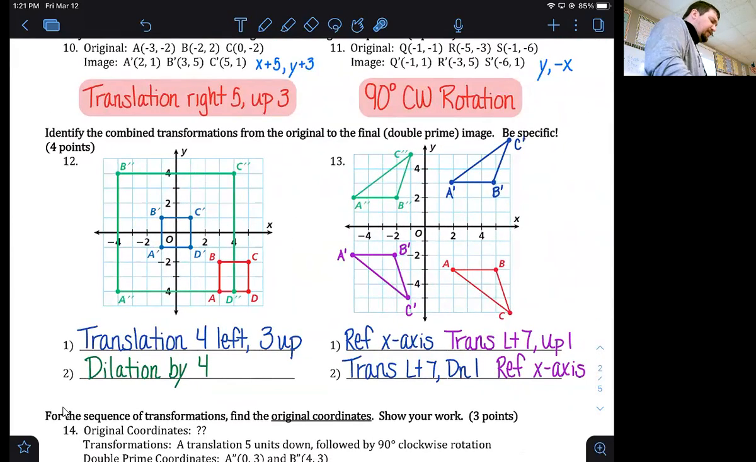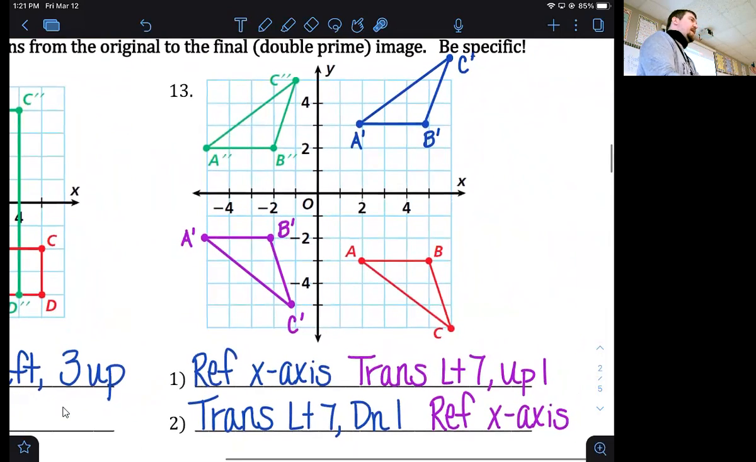Number 13 can have 2 different answers. They gave you the red triangle to start with and asked you how they got to the green triangle, the double prime. They didn't draw the in-between shapes, which I think is helpful if you do. So it's been reflected over the x-axis. It's just a matter of where did they reflect it. It wasn't rotating, because if they would have rotated it, A would have been here and not here, because it would have rotated in a circle like that. So I know it wasn't rotated, but it was reflected.